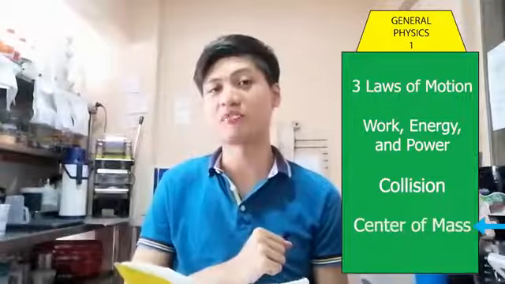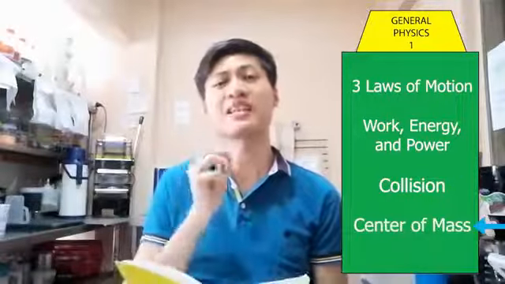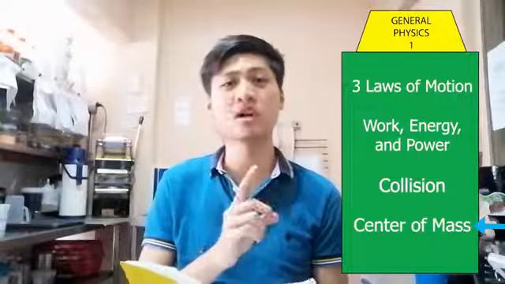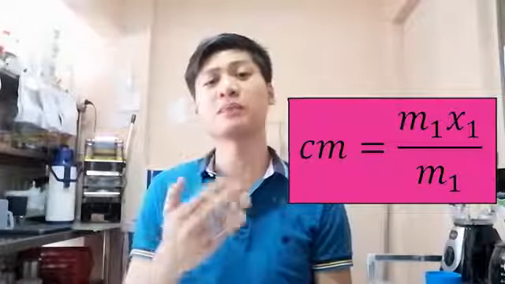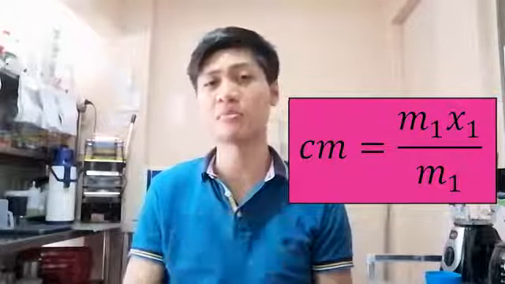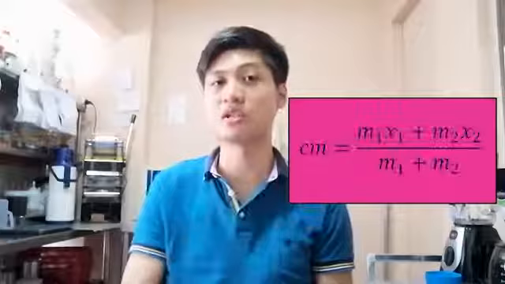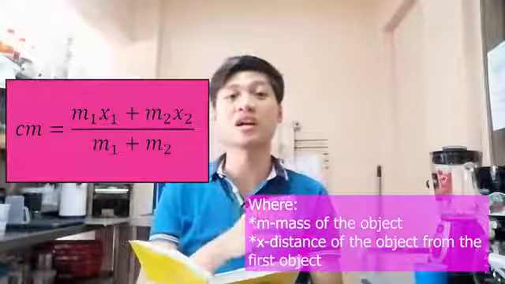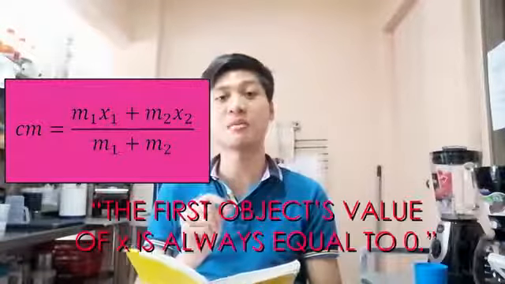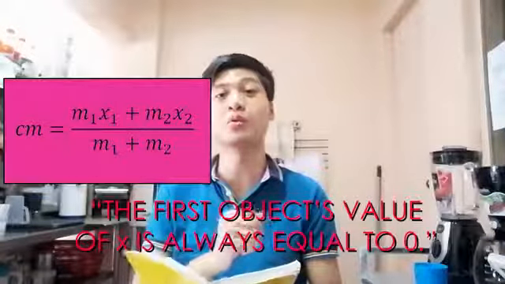Next is regarding the center of mass. This is all about identifying the center of mass of a single object or a set of objects. There's actually a formula you can use for that, which you can see right here. However, this only applies to finding the center of mass of a single object. But if you are finding the center of mass of multiple objects, such as 2 or more objects, then you would have to add more elements in this formula, where m is the mass of the object and x is the distance of the object from the first object, because the first object's value of x is always equal to 0.